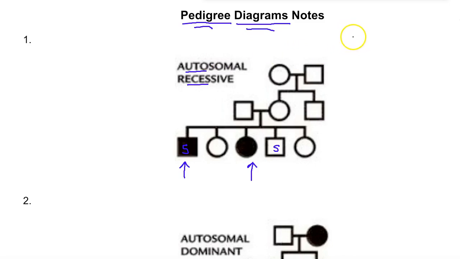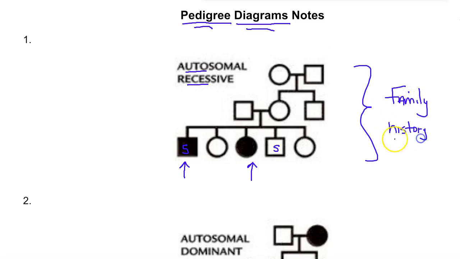However, before you could do that, we were using these diagrams. And what these diagrams are is a family history. And in this family history, we look at phenotypes. Now, in the case of recessive diseases, and many diseases are recessive, let's step back for a second.